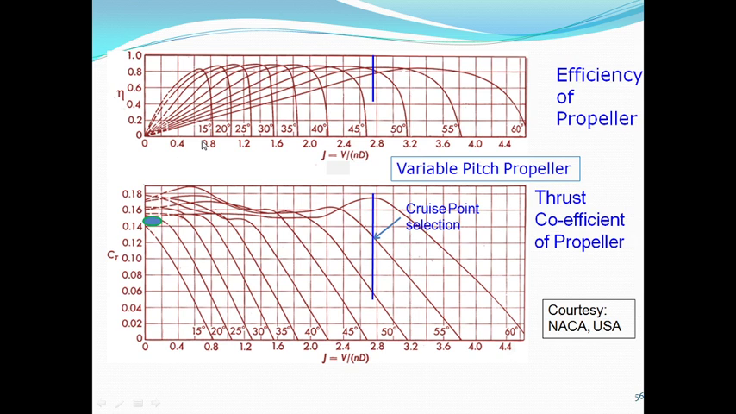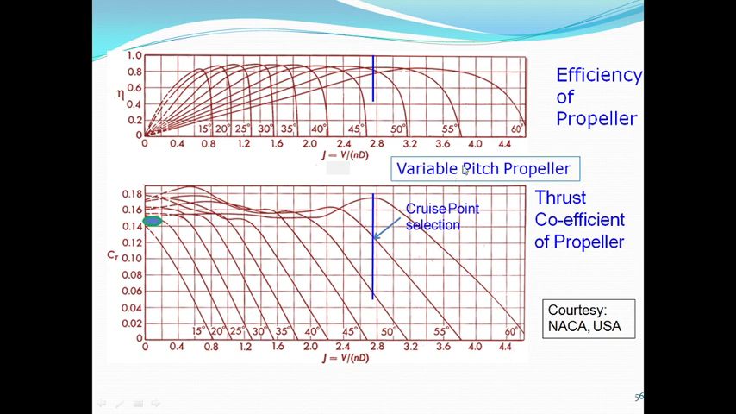So this is what we call variable pitch. You are able to change the blade angle. Basically, the blade angle, in a sense the pitch, you can change by rotating the blade. So that's why, for high performance, we go with variable pitch propellers.